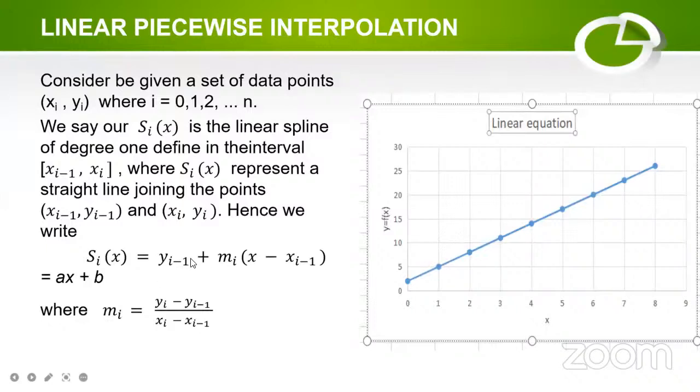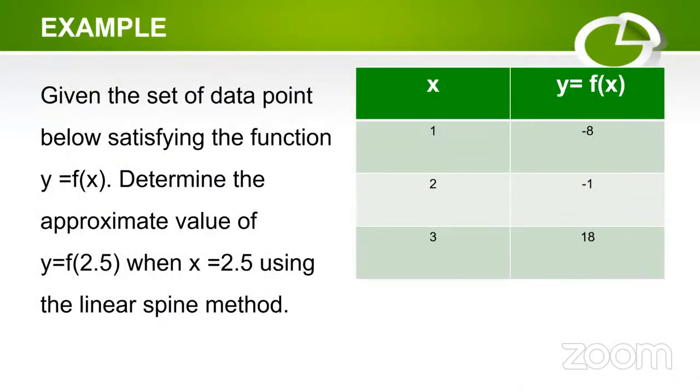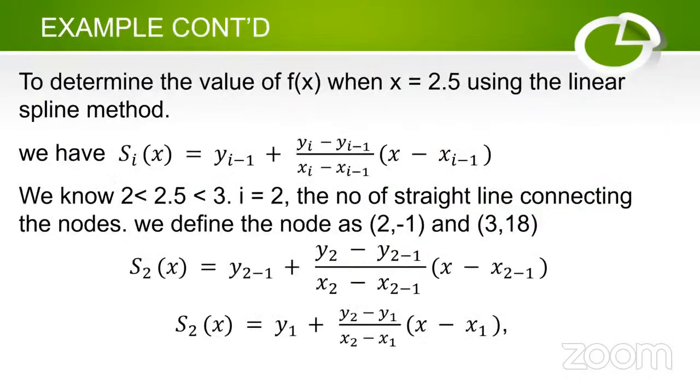Our i is defined as the number of nodes. Since our x value is lying between two nodes, our i is equal to 2. So our i is just the number of nodes between two midpoints. So from our linear split method, we can say our i is equal to 2.